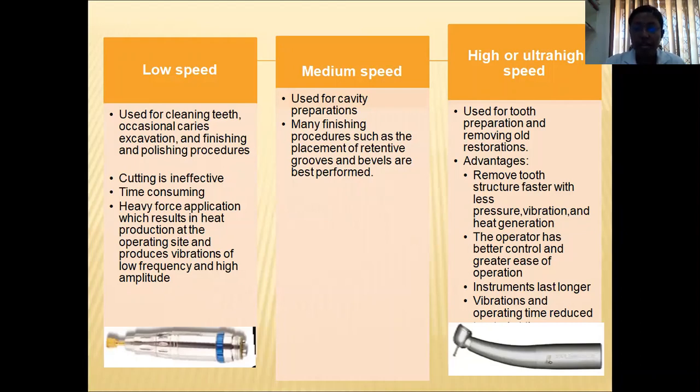The advantages are that they have faster removal of tooth structure, they need less pressure, they have less vibration, and the heat generated is also less. The operator has better control and there is ease of operation. The instrument lasts longer as the vibrations produced are less and the operating time is also reduced.